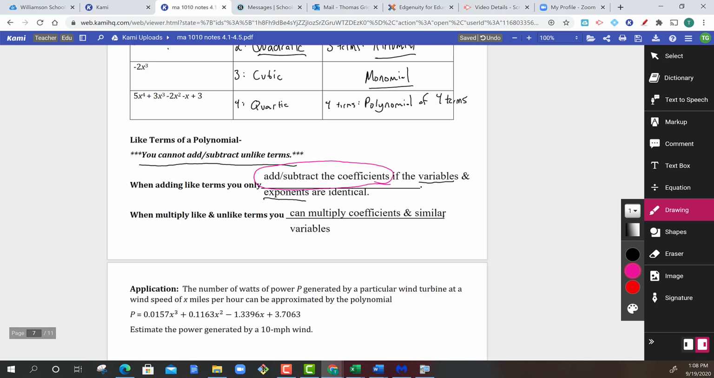You can multiply like and unlike terms. And to do that, you multiply the coefficients, and you can multiply any similar variables. So you can multiply an x to the second times an x to the third, which we'll see here in just a minute.